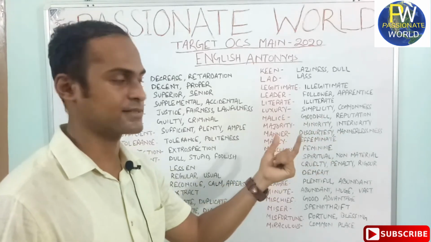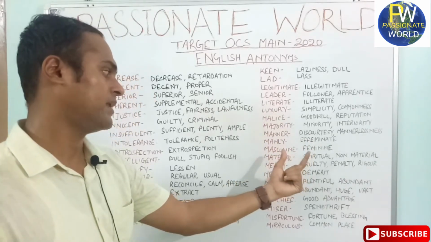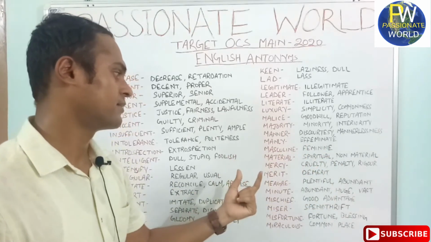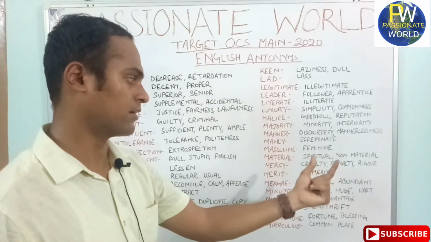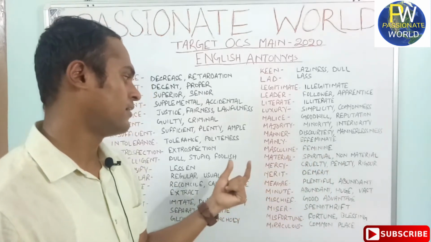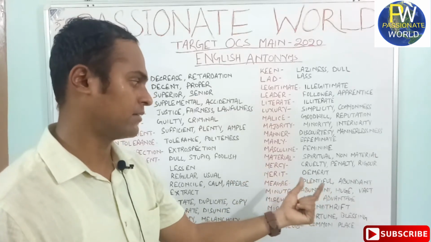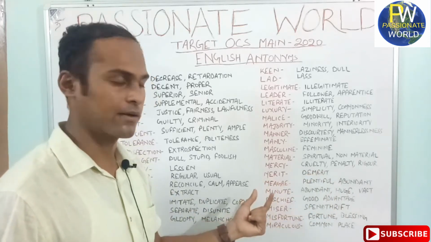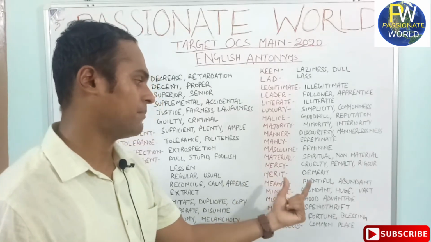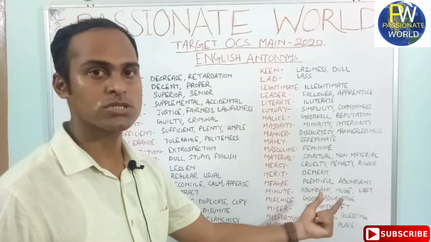He has shown mannerlessness. Then manly, effeminate, masculine, feminine, material, spiritual or non-material. Mercy, cruelty, penalty or rigor. You can write all of the three: cruelty, penalty or rigor. Merit, demerit, meager, plentiful or abundant. You can write plentiful, abundant for meager. If this side is being asked, you have to write meager. Then minute, abundant, huge or vast. You can write all of the three for minute.